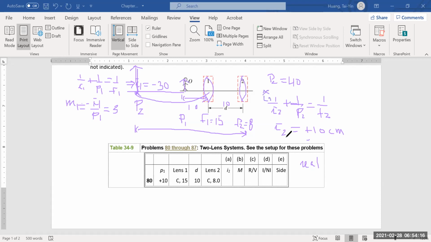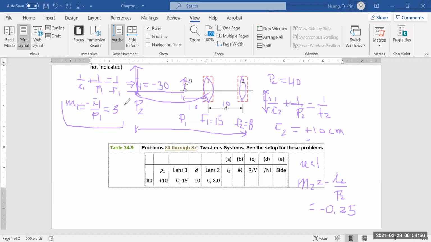Now let's look at the orientation. To calculate the orientation, M2 is equal to negative I2 over P2. Your I2 is positive 10, so we have negative 10 over positive 40. So your M2 is negative 0.25. Negative indicates that the image is flipped compared to this object. So it is flipped, it'll be like this. So this is I2.